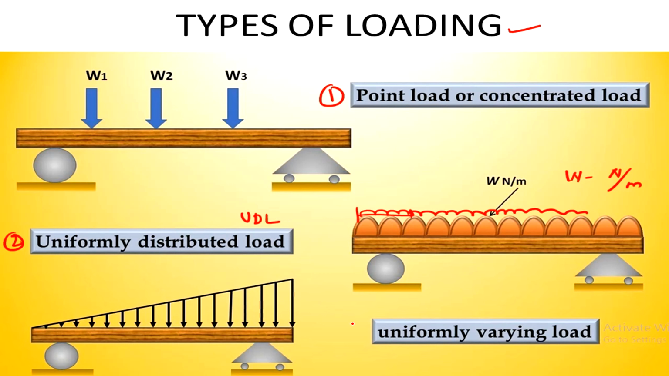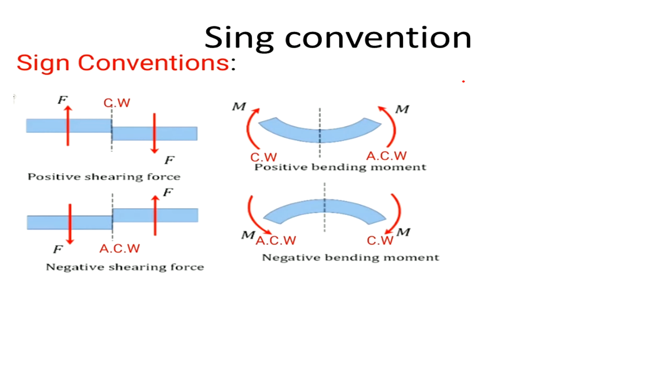The third type will be the uniformly varying load. Here the load will vary uniformly. It will be increasing from left to right. The next will be sign convention. In shear force diagram, consider one section or one beam.